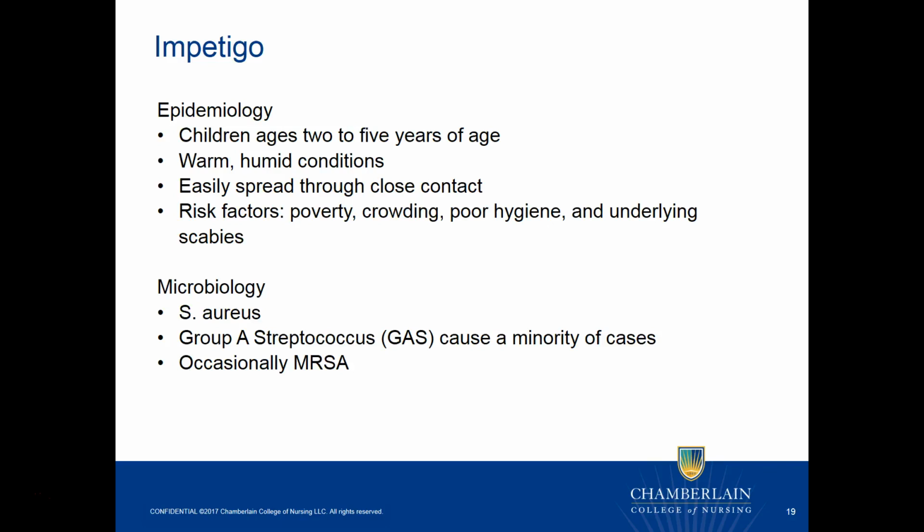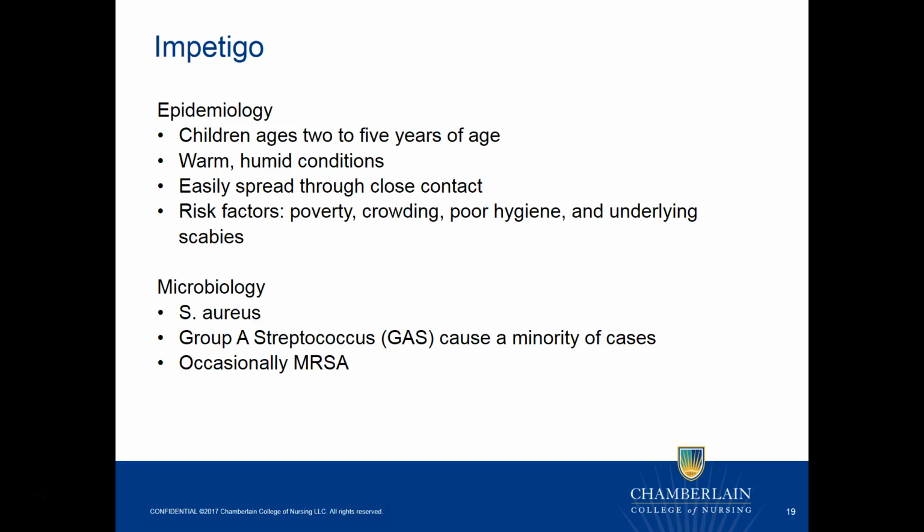Impetigo is most frequently observed in children 2 to 5 years of age, although older children of any age and adults may also be affected. The infection usually occurs in warm, humid conditions and is easily spread among individuals in close contact. Risk factors include poverty, crowding, poor hygiene, and underlying scabies.